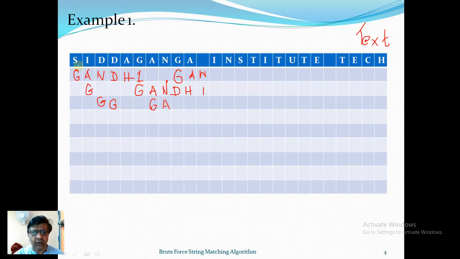Here 1, 2, 3, 4, 5, 6, 7, 8, 9, and once again 10, 11, 12, up to 30. 30 brute force comparisons will take place, but the pattern is not found. The number of characters itself is almost 30, a little more maybe. I have not counted, and there is no need to count also.